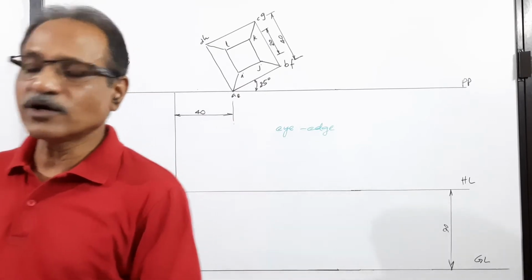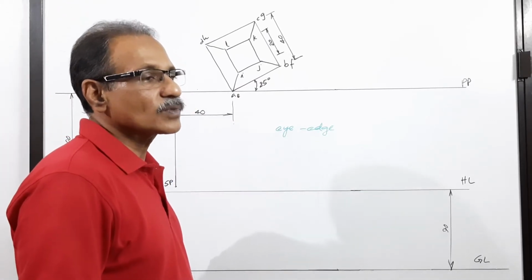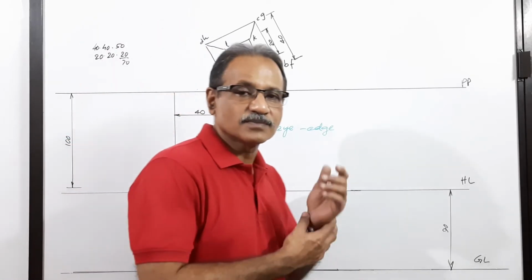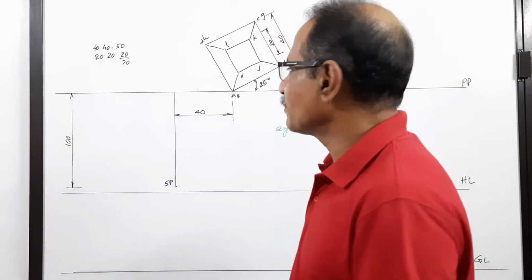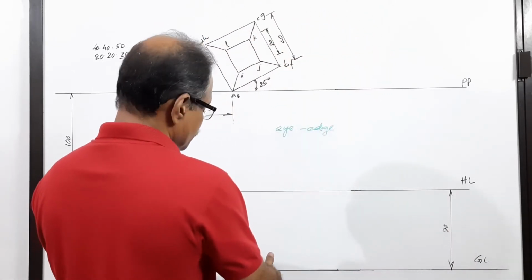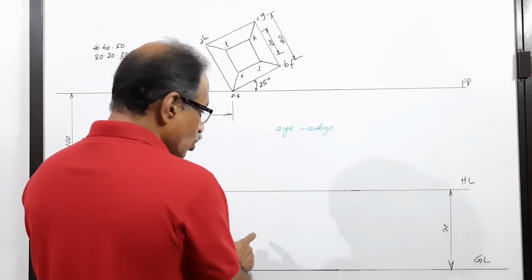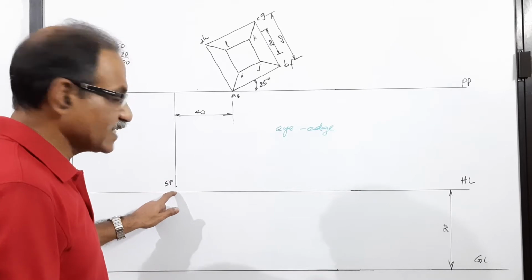Now you have to draw the perspective view. There are various ways of drawing this. One is called the visual ray method. When you draw by the visual ray method, what you have to do? You have to draw an elevation of the object here. Then join all points of the elevation to SP dash. If this is SP, right below on HL is SP dash.